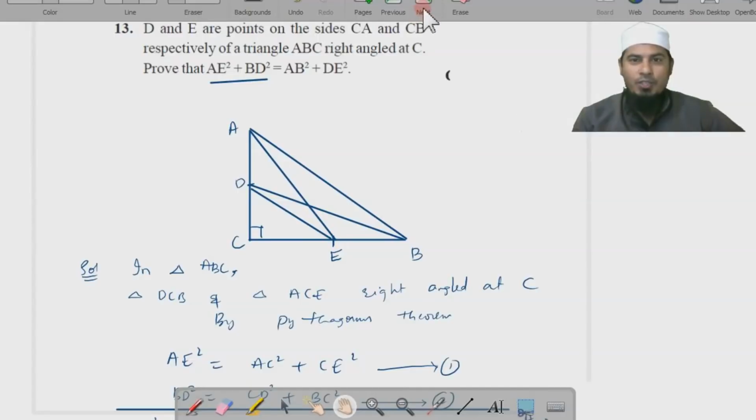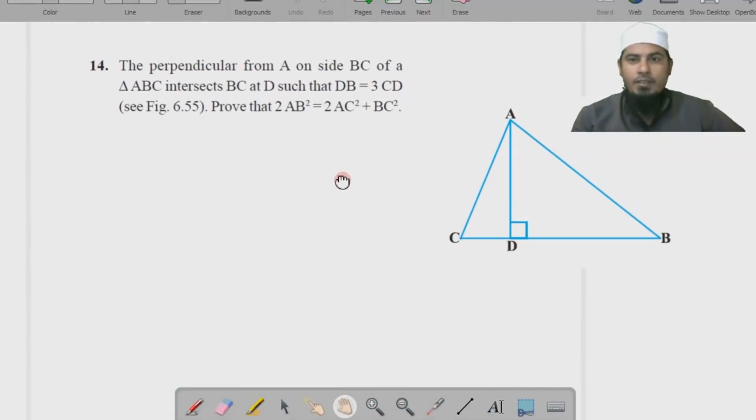Let us go to the next question. Yeah, this is a question where the diagram is also present. The perpendicular from A on side BC of triangle ABC intersects BC at D such that DB is equal to 3CD. We need to prove that 2AB square is equal to 2AC square plus BC square. Let us do this question.